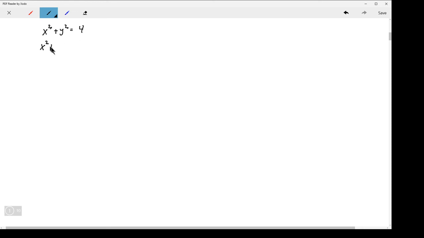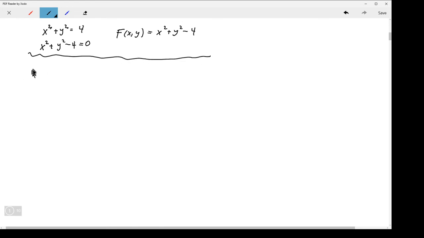So I have x squared plus y squared minus 4 equals 0. And then defining my function, let's call it capital F, of x y to be x squared plus y squared minus 4. All right, then looking at that, we're only interested in where that is 0. I'm done with that as my example there.